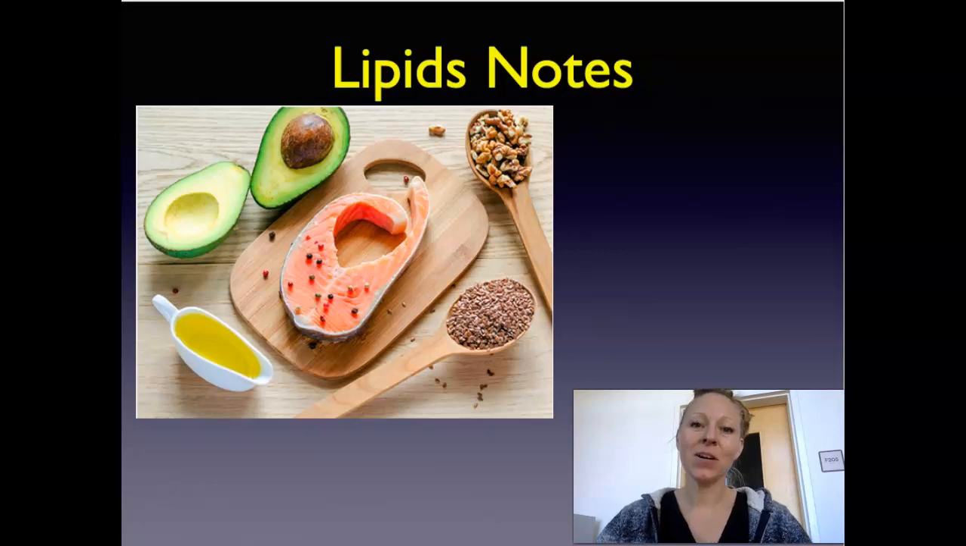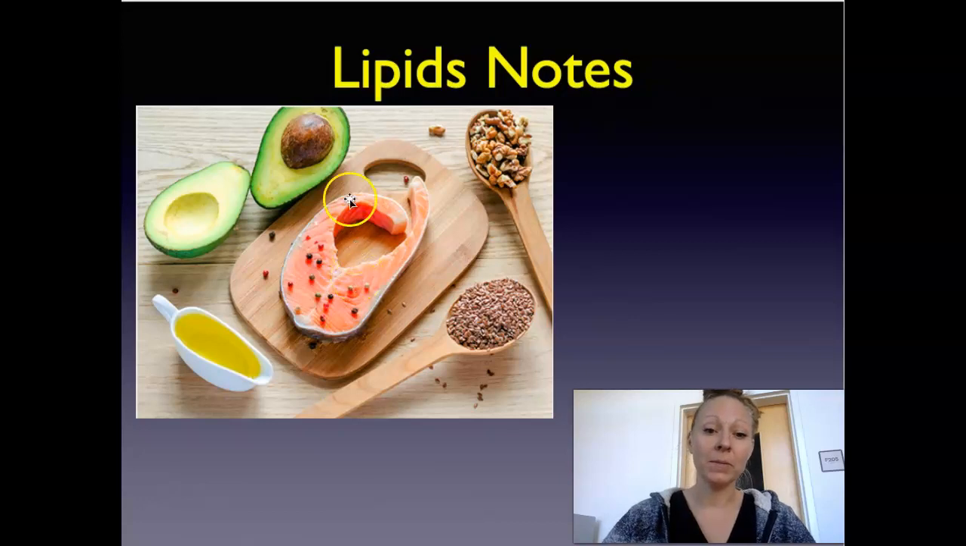Hey you guys, today we are talking about our next macromolecule, and those are lipids. So we've talked about carbohydrates, we're going to be talking about proteins, and now we're talking about lipids.